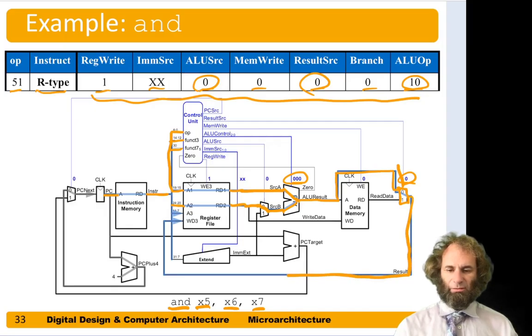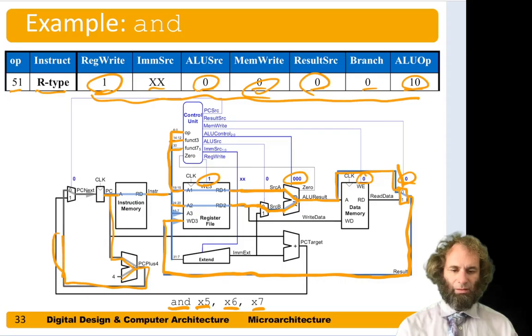Result comes around and it goes to the register file, and reg write is 1, telling us to write the result of the AND into the register file. Mem write is 0, so we don't write anything to the memory. Branch is 0, so we don't want to do a branch. So PC plus 4 comes around, and because branch was 0, PC source will be 0, and we'll choose this PC plus 4 as our next PC.